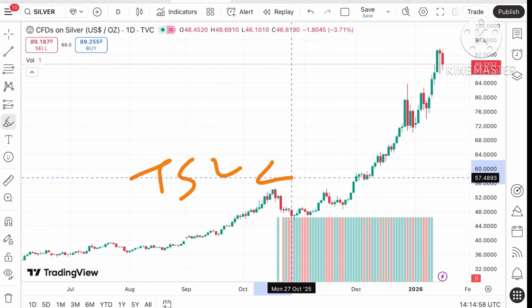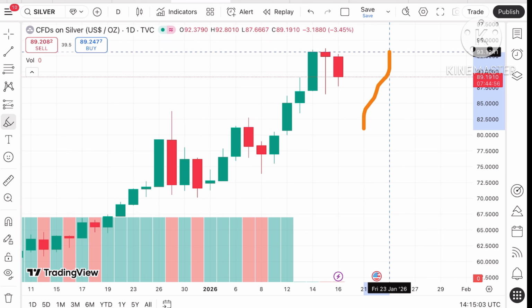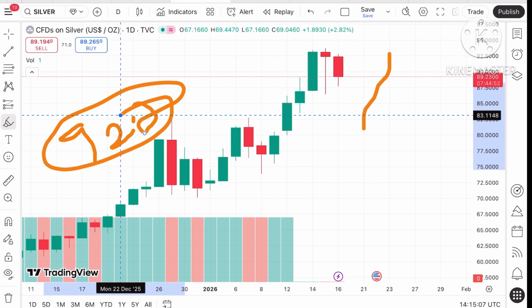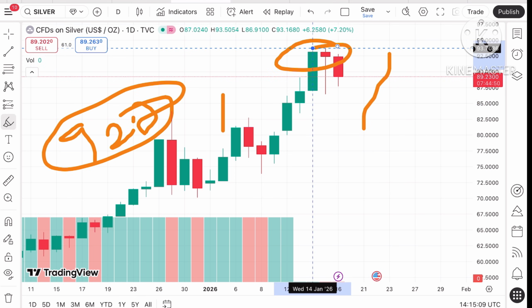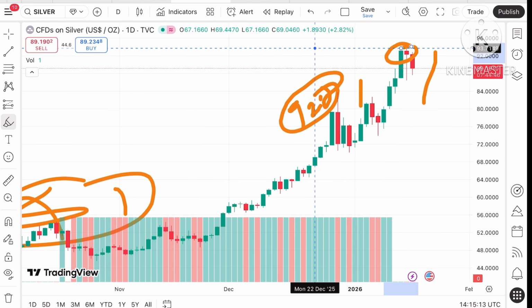Keep trailing your SL by $1, so at least you'll capture upside movement if the price keeps moving above this level. And there is a chance that if the price goes above a level of 92.7, it can make a new high, towards a level of 95, also to a level of 96 also.